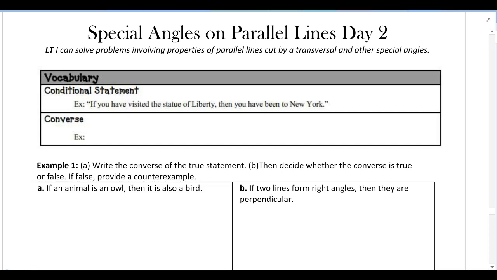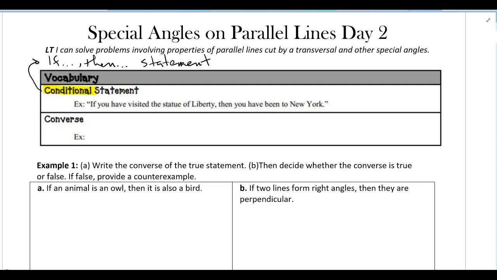So let's look at some vocabulary here for converse. We have a conditional statement. Conditional just means that this is some statement in the form if, then. So this is an if something, then something else statement. Okay, and we'll just call those conditional statements. Again, a little vocabulary you need to remember, so that when you hear the word conditional statement, you just remember that it's a statement in the form if this, then something else.